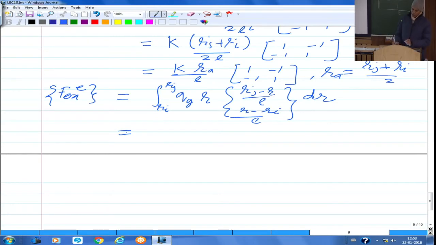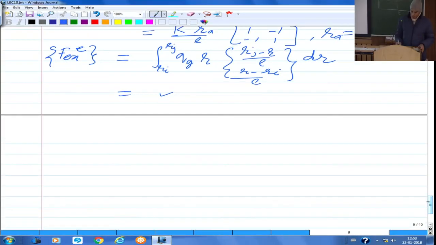This integration you have to do. Qz you can take out, assuming that it is independent of r. So Qz by L can be taken out, then you'll have to integrate. The first term is r into (Rj minus r), and minus Ri into Rj. Do the integration and you can simplify that. Once you have done this, the solutions of different types of problems follow.